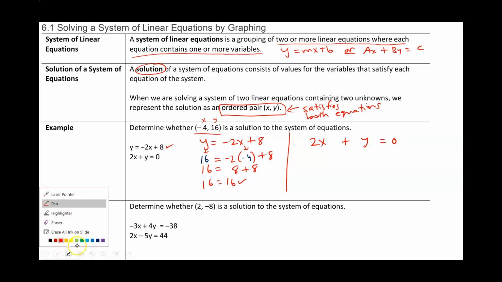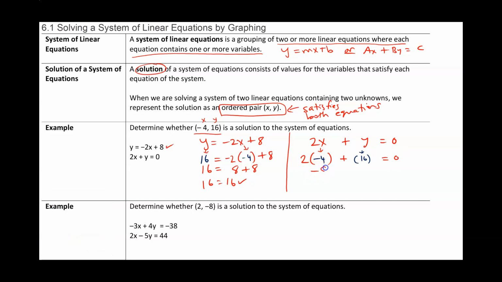So let's replace the x value with a negative 4. Remember, the same point has to satisfy both equations, the second one as well. So we're going to replace the x value with the negative 4. Then we have a plus sign. And then the y value, we're going to replace this with a 16. And now you want to check, is that a true statement? In other words, are the left side and the right side equal?